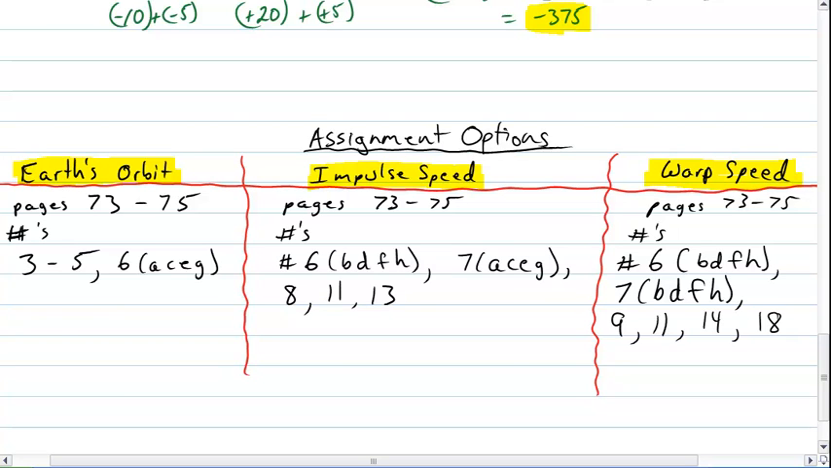Also on my webpage are some helpful hints for questions 6 and 7.